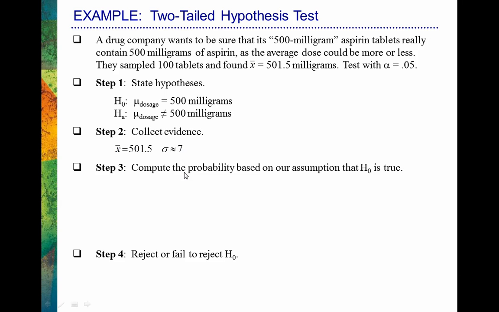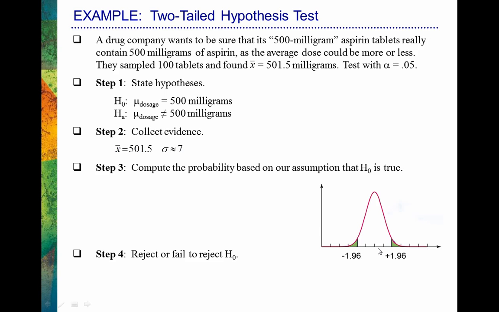Well, now we want to compute the probability of finding that sample mean just by chance if indeed the true population mean is equal to 500. So let's consult our distribution of sample means. We know we've got 0 right there in the middle. That coincides with the population mean of 500 milligrams. We need to figure out where's 501.5.